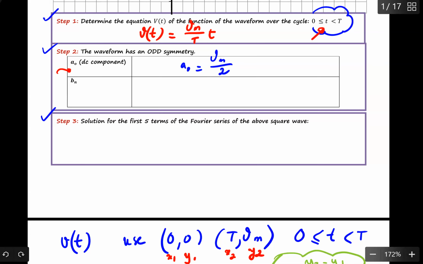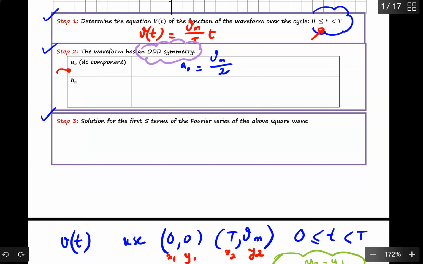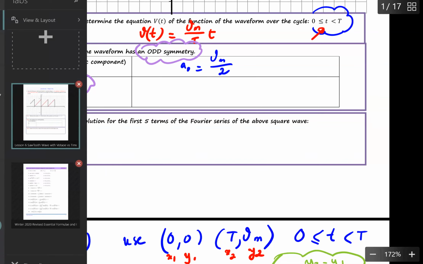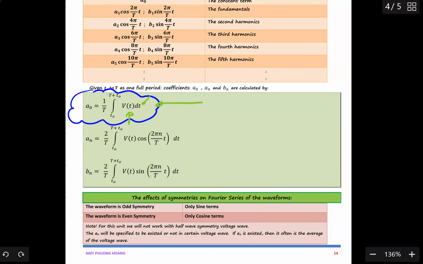Alright, so the next step, I would like everyone to take a look at this. The waveform has an odd symmetry. Based on that, I have to figure out what Fourier coefficient I have to find. Do I have to find A or do I have to find B? In this case, you are finding the B coefficient. So let's check to see why we are using the B coefficient.